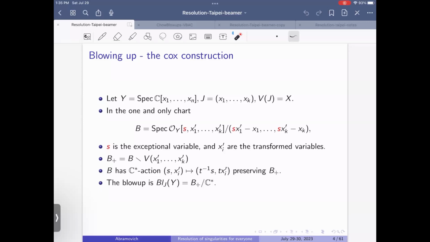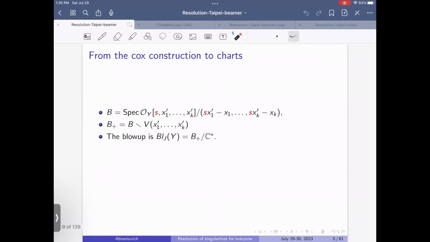So let's go back to charts. Let's see how the original charts are manifested from this description. So I repeated here what B is and what B plus is, and what the blow up is.